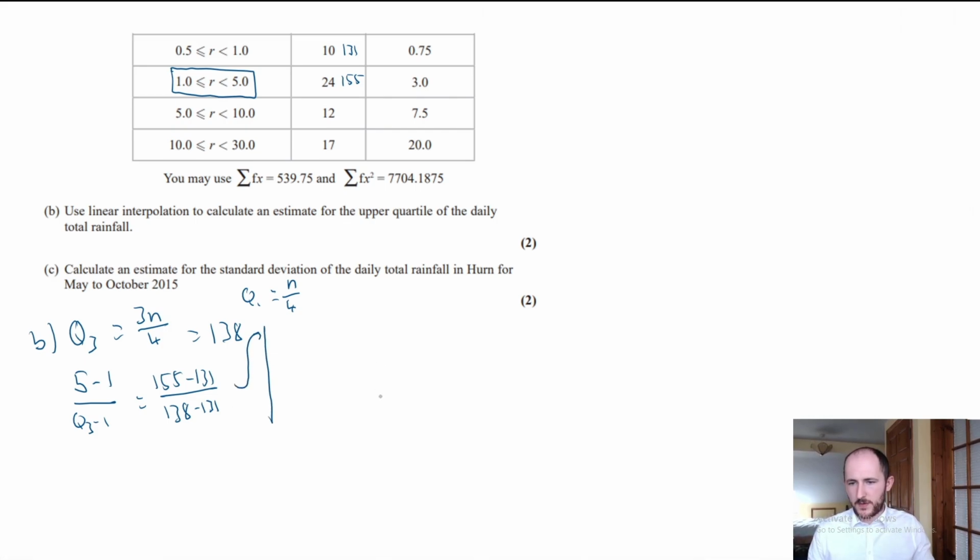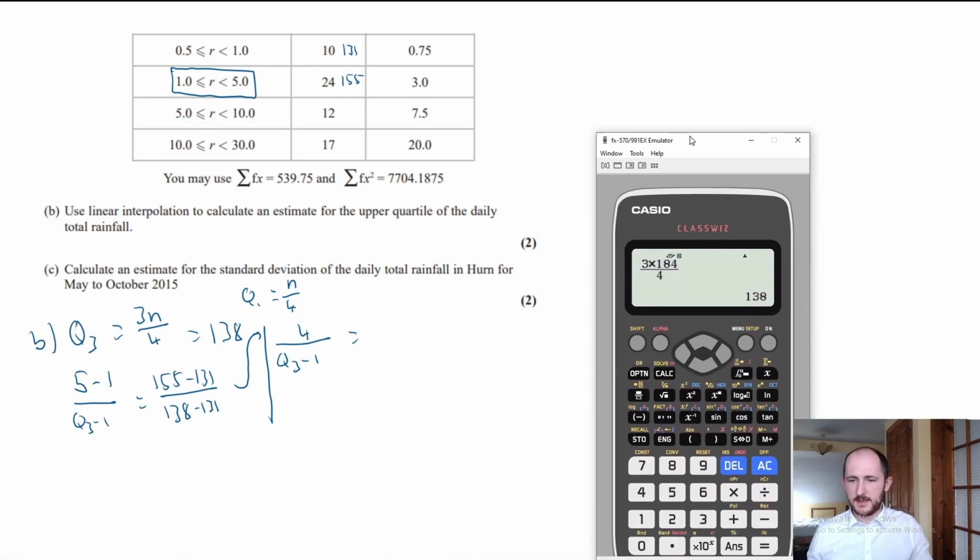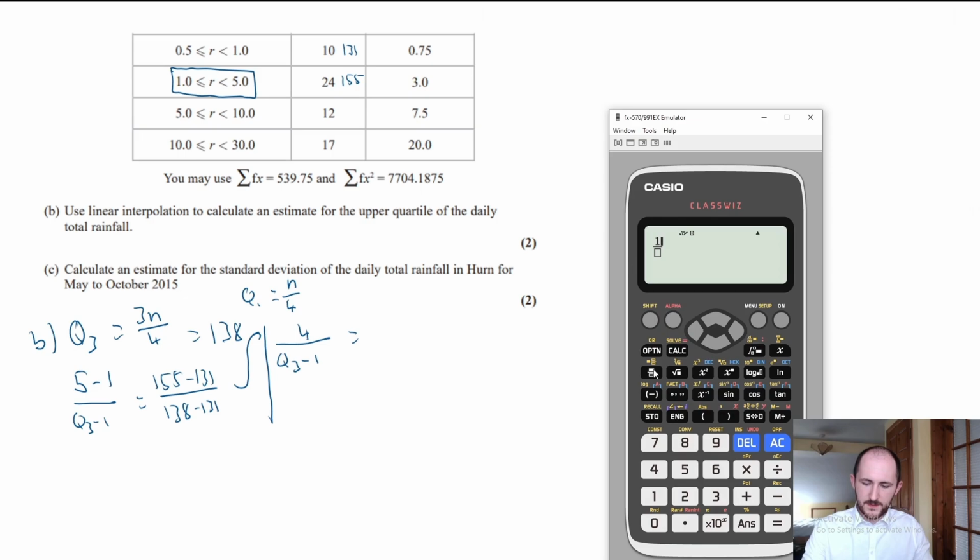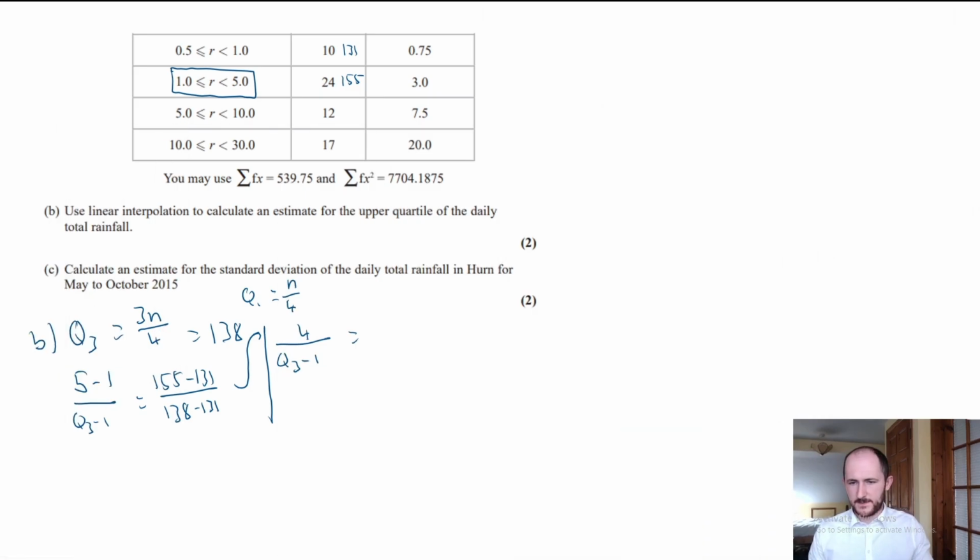So we have 4 over Q3 minus 1 equals whatever is on the other side: 155 minus 131 over 138 minus 131. That's 24 over 7. Is it simplified? Actually, no, it isn't. Do the good old-fashioned timesing to the other side. We get 4 is equal to 24 over 7 times Q3 minus 1.